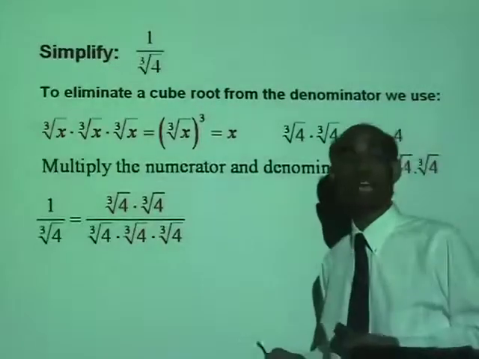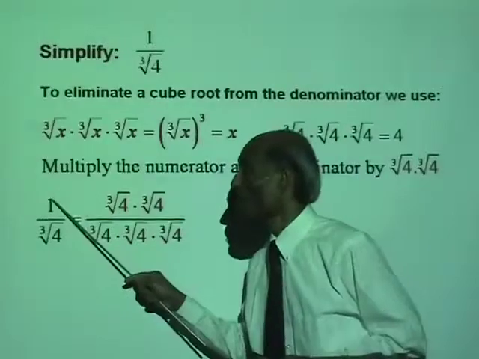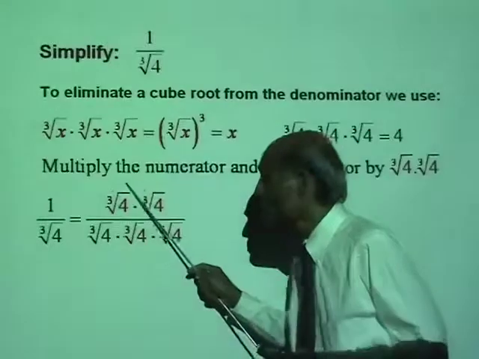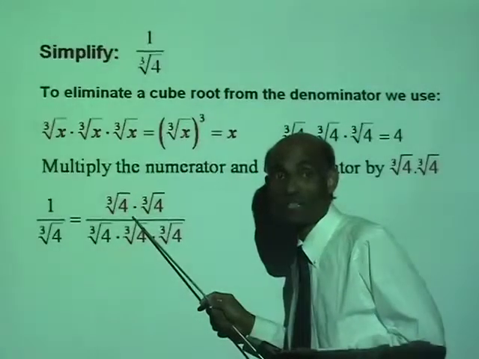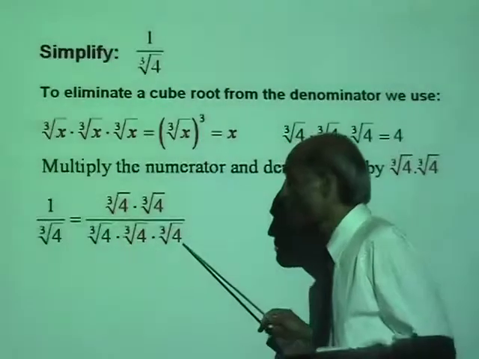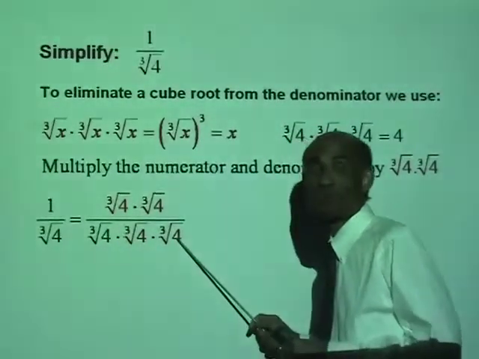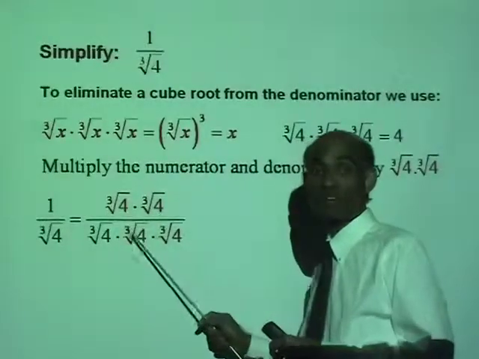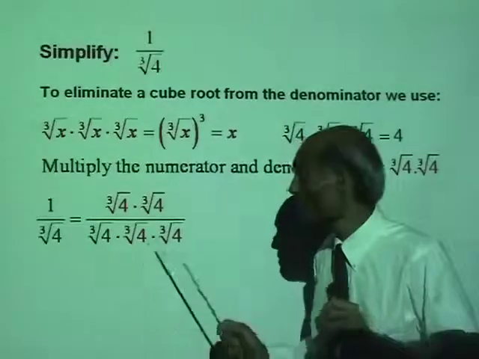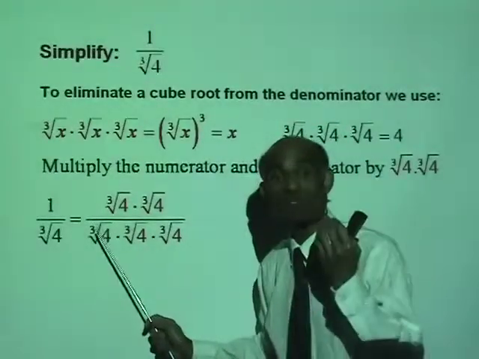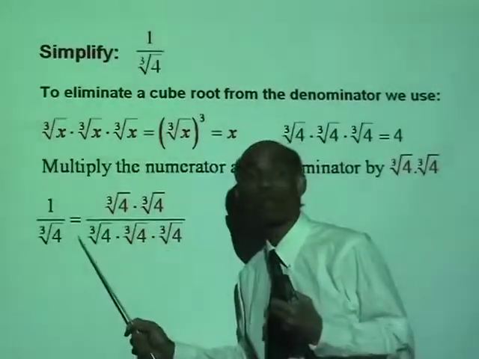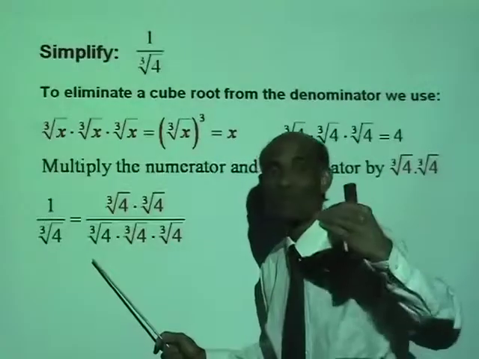So look at the change we have now. It is 1 over cube root 4 equal to cube root 4 times cube root 4 in the numerator. And this cube root 4 on the denominator is multiplied by cube root 4 times cube root 4. We haven't changed anything. If you want, you can cancel them. But we don't want to cancel them. We did this for a purpose. What is the purpose? The purpose is to make the denominator a whole number. Remove the radical from the denominator.